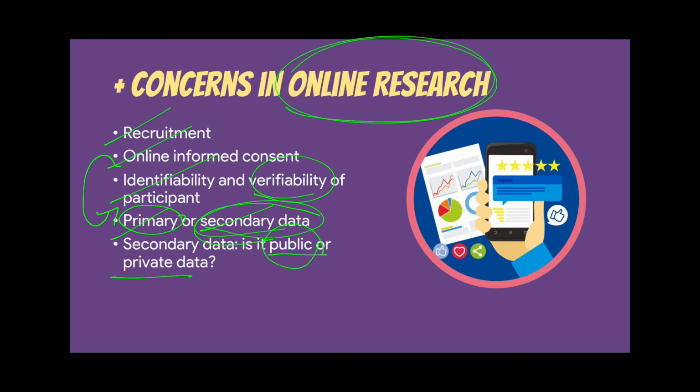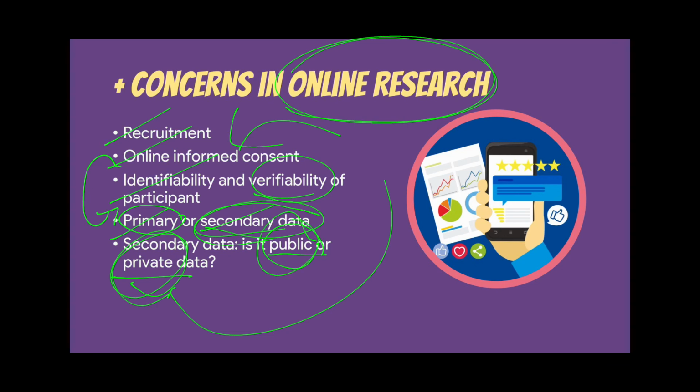It is public when, in order for you to access that data, you don't have to put in a password, or you don't have to have a membership, or you don't have to follow that account. If you have to follow that account in order for you to see the tweets or the Facebook posts, then that post is considered private. If it's private, you need informed consent. If it's public, then you don't need informed consent.